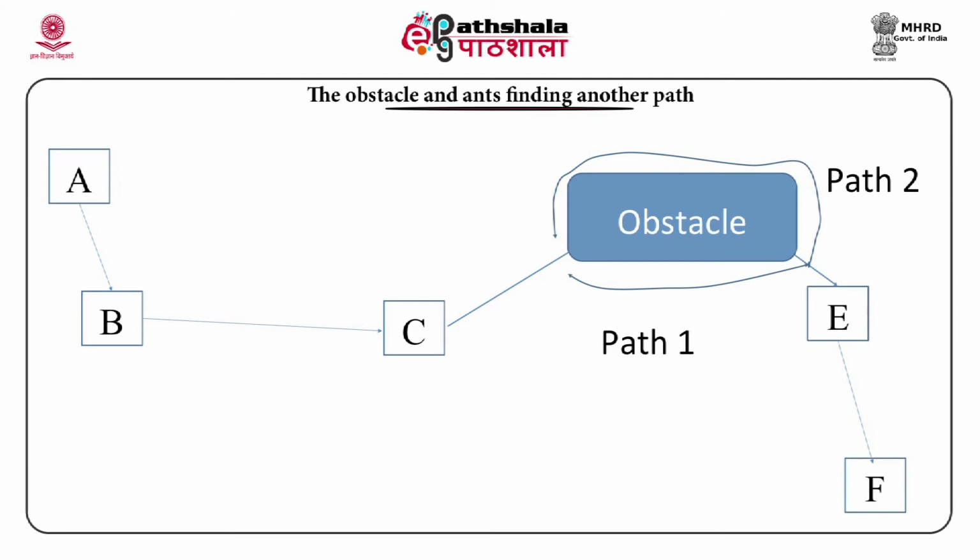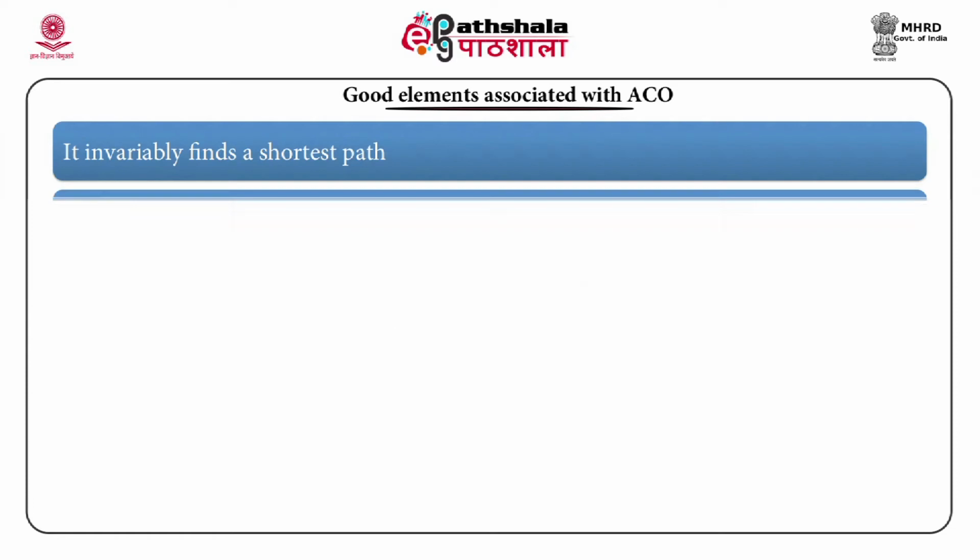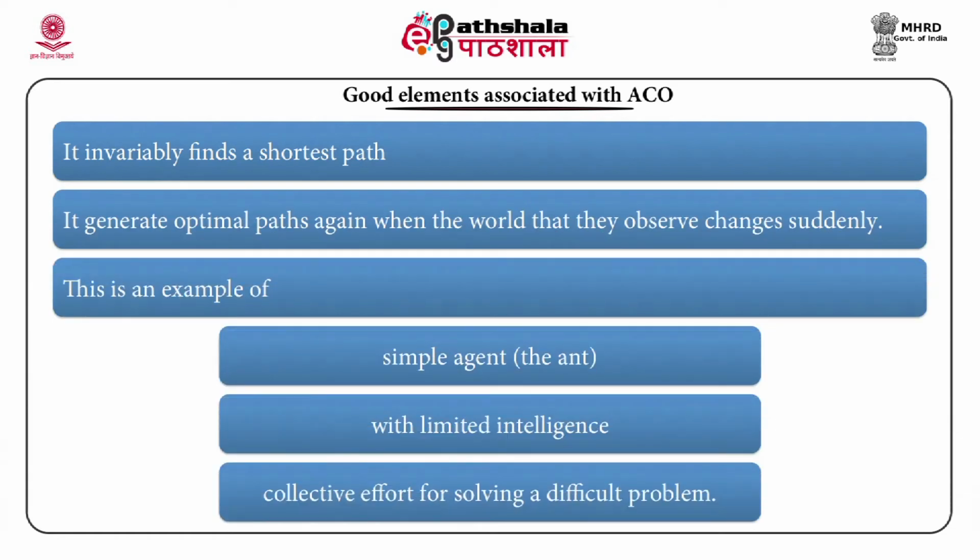So the biggest advantage of using ant colony optimization is that it is possible to rediscover the shortest path if there is a problem, some dynamic issue in the path. And that is the second great thing about ACO. It invariably finds the shortest path. That is the first thing. It generates optimal paths again when there is an obstacle placed.